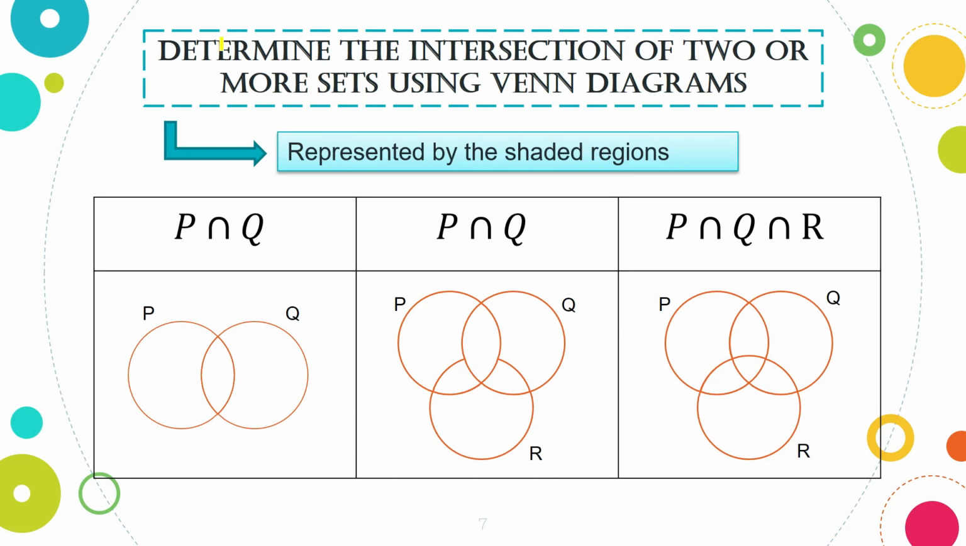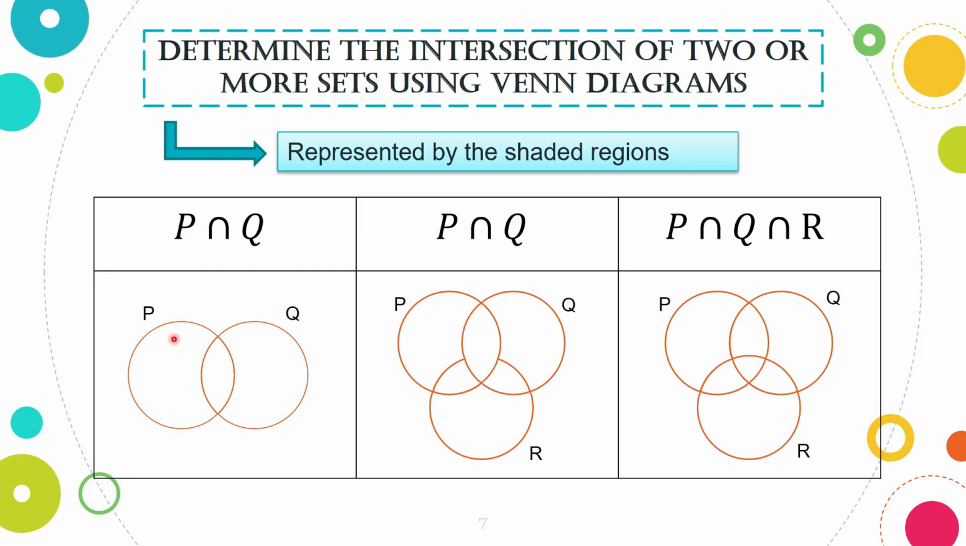Next, how we determine the intersection of two or more sets using a Venn diagram. Okay, the intersection of the sets is represented by the shared regions. We take a look at the first row, P intersect Q. Okay, this is the Venn diagram. P intersect Q. There are two sets.